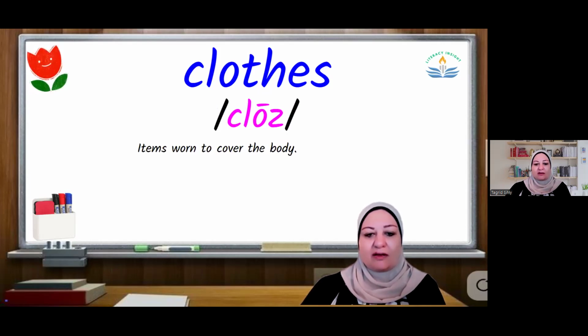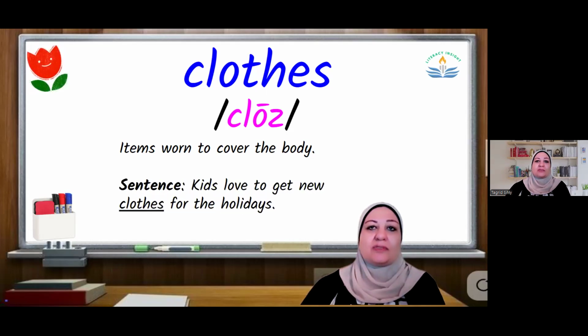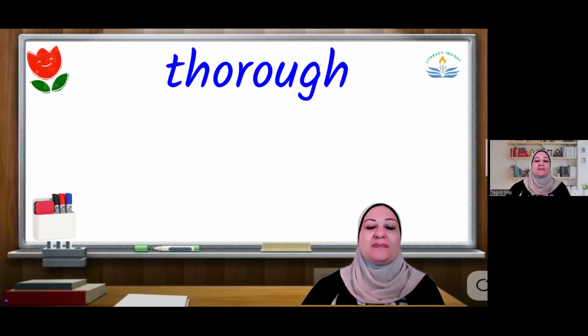Okay, clothes are, of course, the items that you wear to cover your body. Okay, and a sentence using the word clothes, kids love to get new clothes for the holidays. Okay, kids love to get new clothes for the holidays. And clothes, of course, in Arabic is malabis, malabis. The next one. How do you say this word? How do you pronounce it correctly?